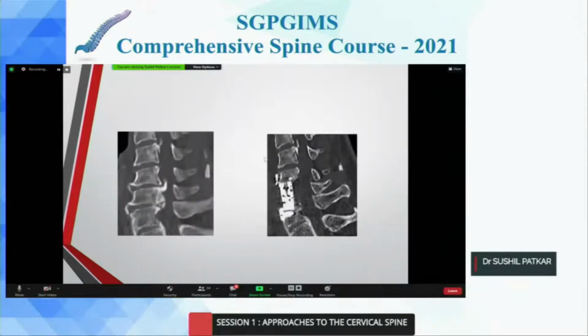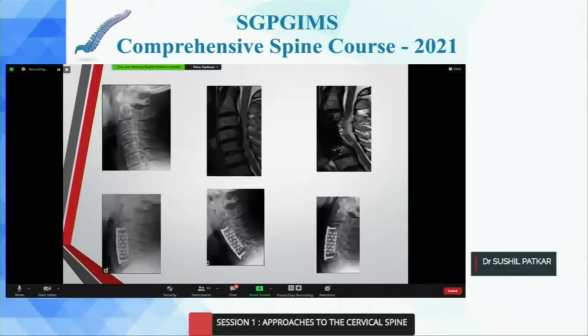This is another example. The trade-off is to get a distractable cage with a plate fixation. But I think this is an inferior implant, because the bone graft which you put inside just keeps on floating. After some time, it disappears, and you can see this kind of resorption of the bone which you have packed inside the cage, which is of no use. The mesh cage, of course, is a very, very good option when you are treating OPLL or doing anterior multi-level corpectomies.